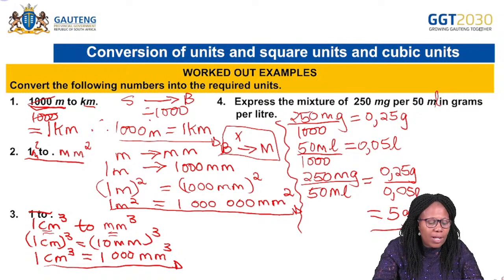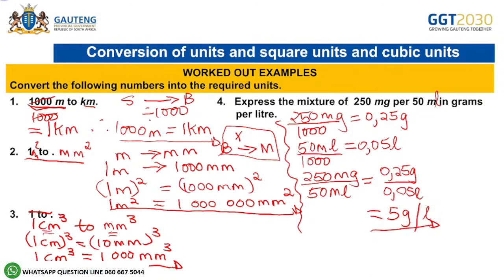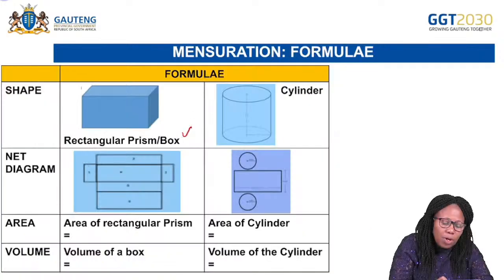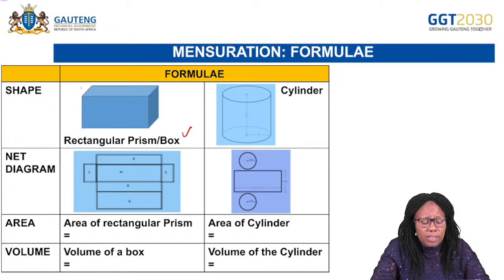How do you calculate the area? How do you calculate the volume? How do you calculate the perimeter, the surface area of particular prisms? Okay, now let's look at the first one now. Before we start with mensuration, we need those formulae, grade 12. Our first shape here, we are having a rectangular prism.